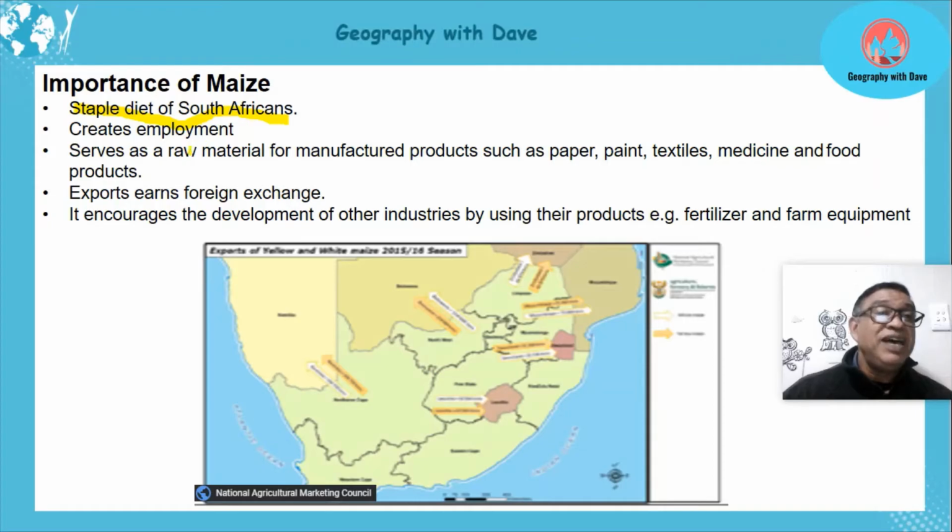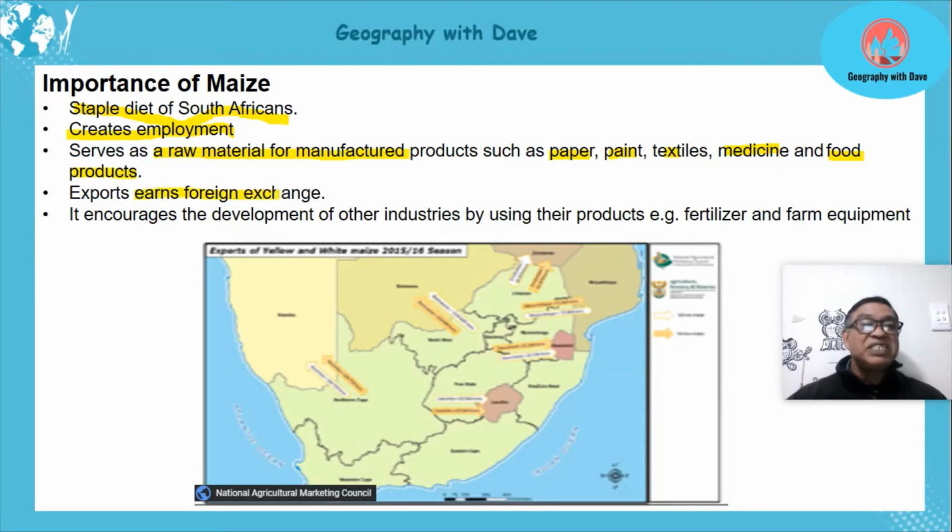It creates employment. We know that, as in beef farming. Again, it serves as a raw material. I'm sorry I'm going over this again, but of course, the examples will differ for manufactured products: paper, paint, textiles, medicine, food products. In all this it's used.